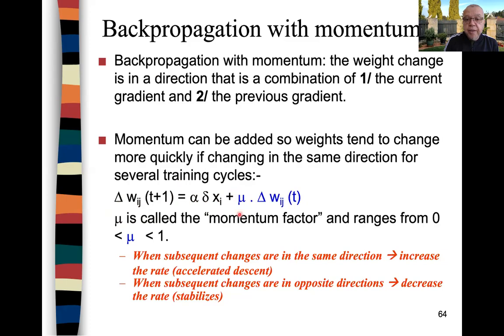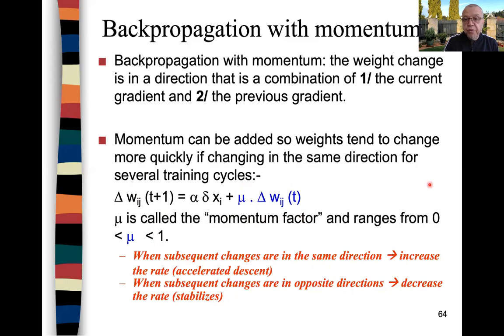In this case, we add another term, a momentum term, if you want to call it this way. Momentum can be added, so weights tend to change more quickly if changing in the same direction for several training cycles. First of all, you have this momentum factor, which ranges between 0 and 1. When subsequent changes are in the same direction, increase the rate, meaning that if they change in the same direction, this term is going to increase, and then you have a bigger change in the weights. But when the subsequent changes are going in the opposite direction, this rate decreases.